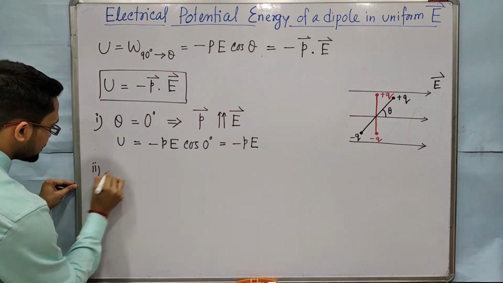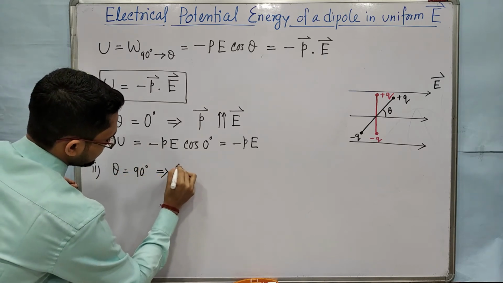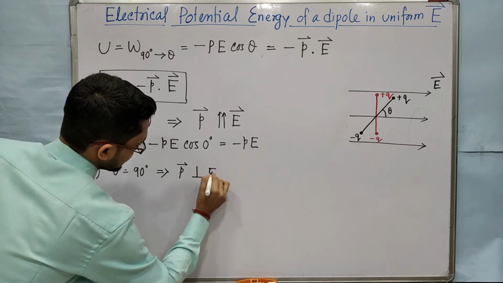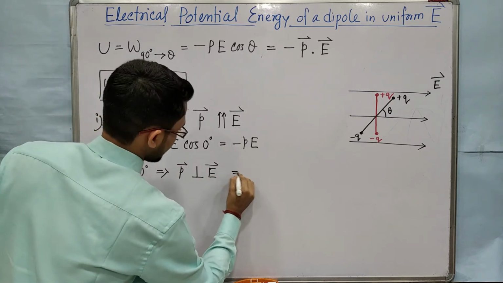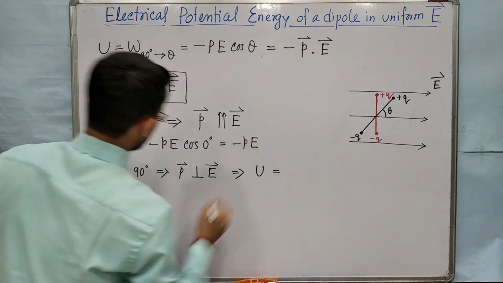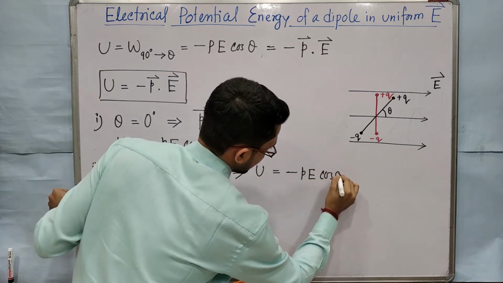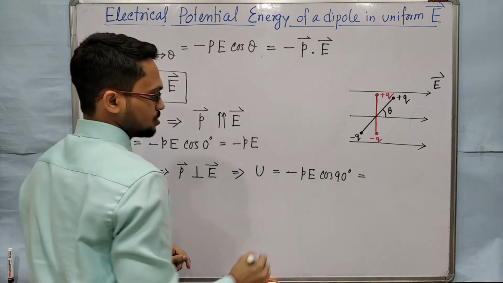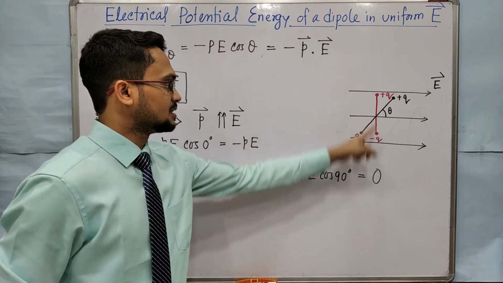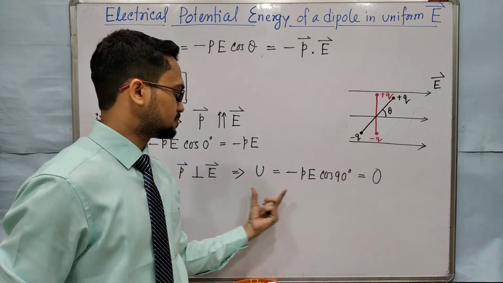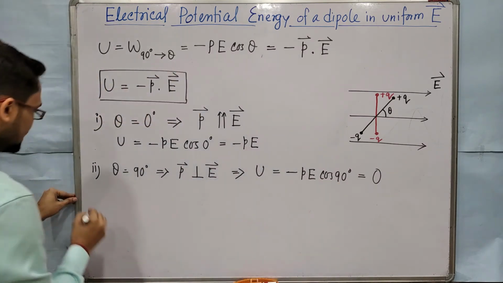Second, when theta equals 90 degrees. That means the P vector and E vector are perpendicular to each other. Then you will get U equal to minus PE cos 90 degrees. Cos 90 means 0, so it will be 0. Now you understand why I have taken this perpendicular position as the reference position, because at that position U is 0.